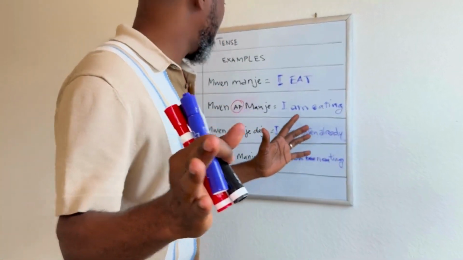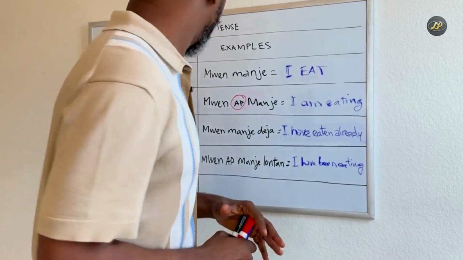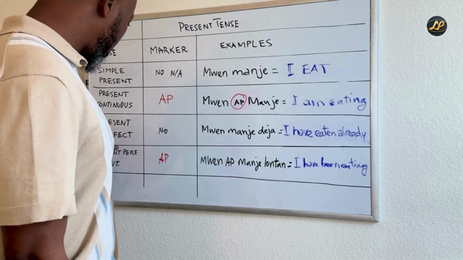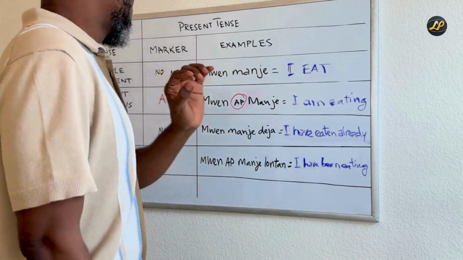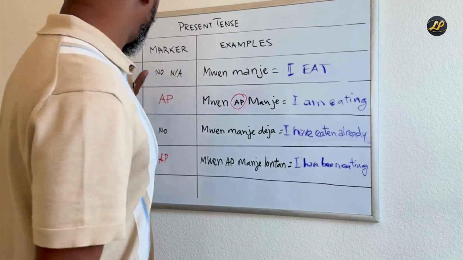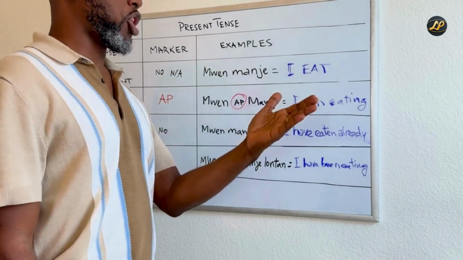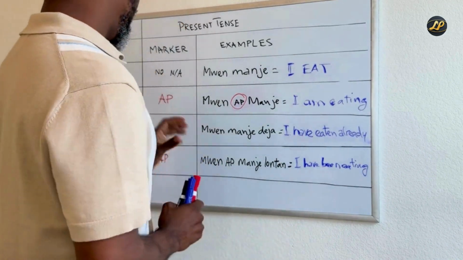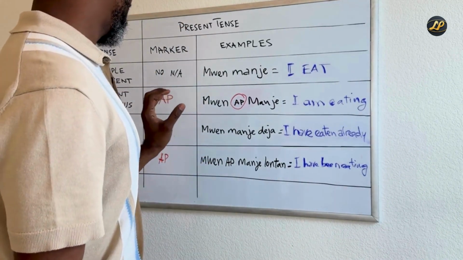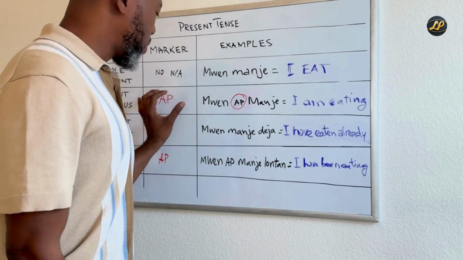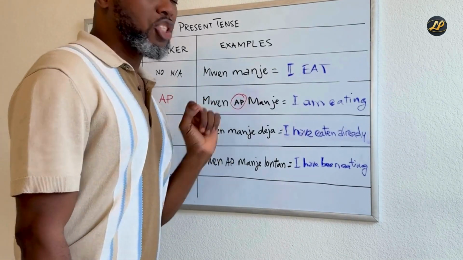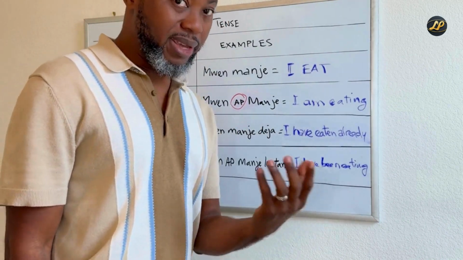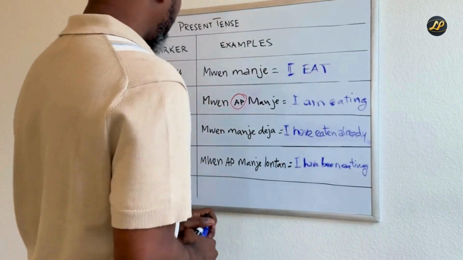If we do a recap in this present tense, we see simple present, present continuous, present perfect, and present perfect continuous. No marker for the simple present. Moi manger. I eat. Moi parler. I speak. And for present continuous, we use the marker ap. Moi ap manger. I am eating. Moi ap parler. I am speaking.